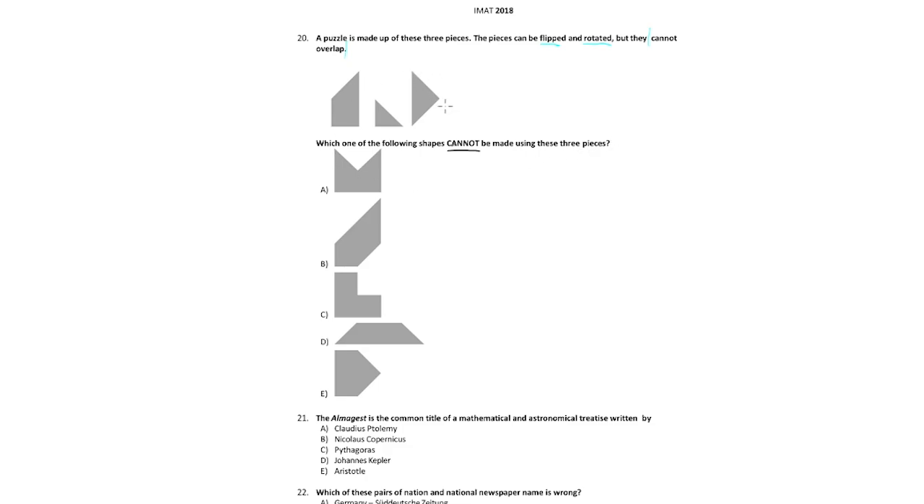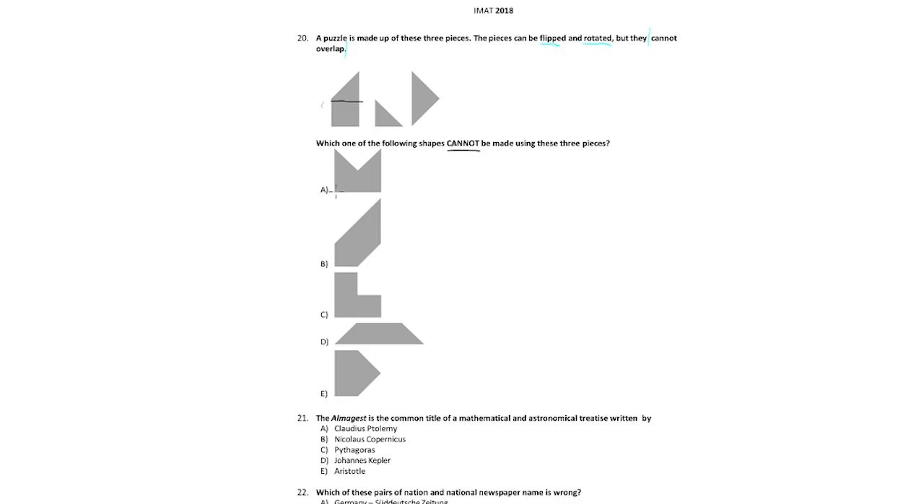So we have a right angle, another right angle, a square, and a right angle. So which of the following cannot be made using these three pieces? So let's see letter A. We say that we have two right angles.